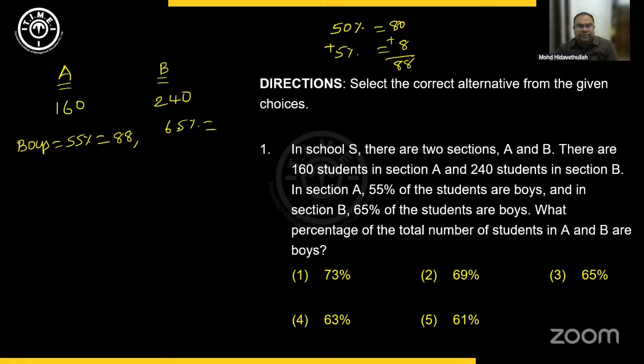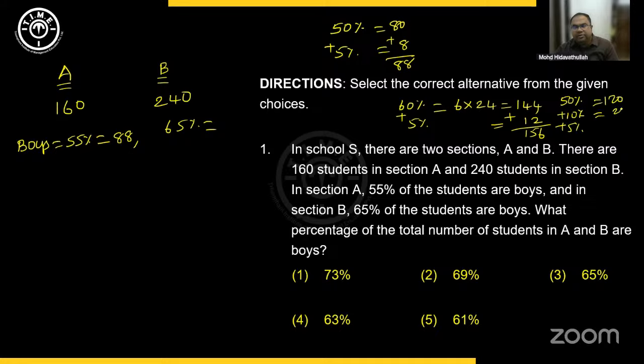In section B, 65% are boys. How do you calculate 65%? It is 60% plus 5%. So 6 into 24, 144, plus 5%. 5% would be how much? 10% is 24, 5% will be 12. 156. Or you can also write it like this: 50% plus 10% plus 5%. 50% will be half, 120. 10% will be 24. 5% will be 12. 156.